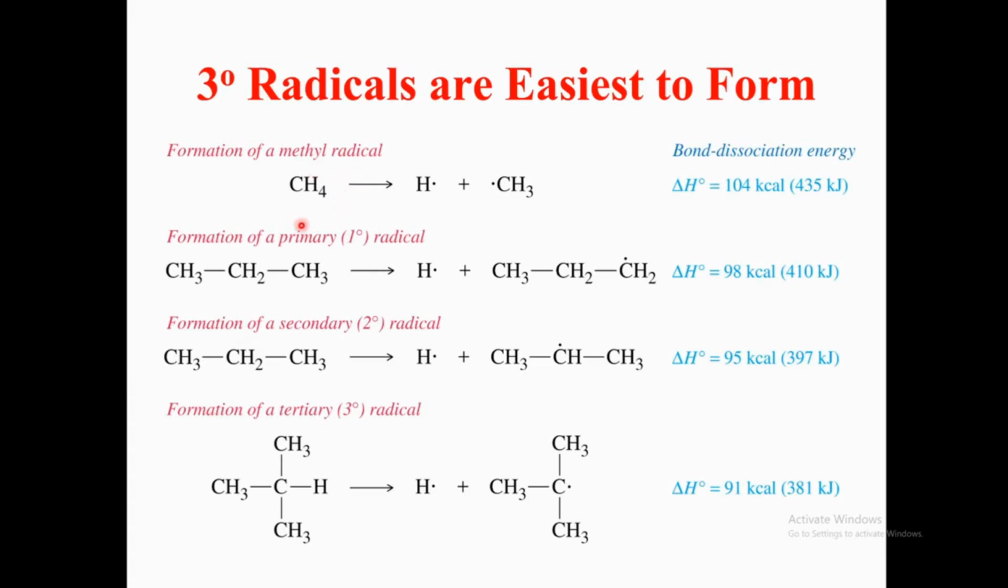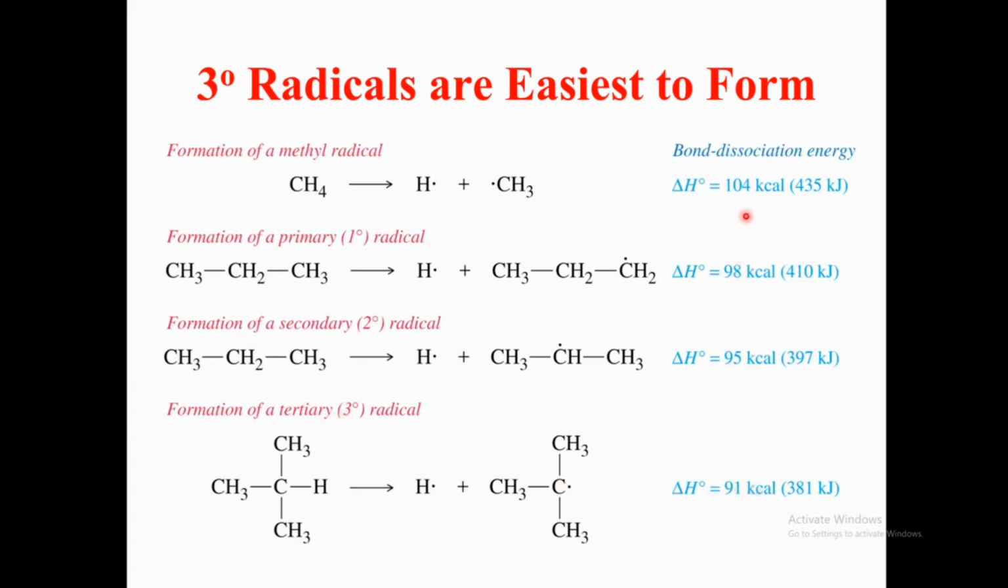So methane reacts to give you the methyl hydrogen radical and methyl radical. This is the bond dissociation energy, that is 104 kilocalorie per mole and 435 kilojoule. Propane forms the primary radical with energy 98 kilocalorie. The formation of a secondary 2 degree radical, and this is the formation of a tertiary radical, which involves just 91.